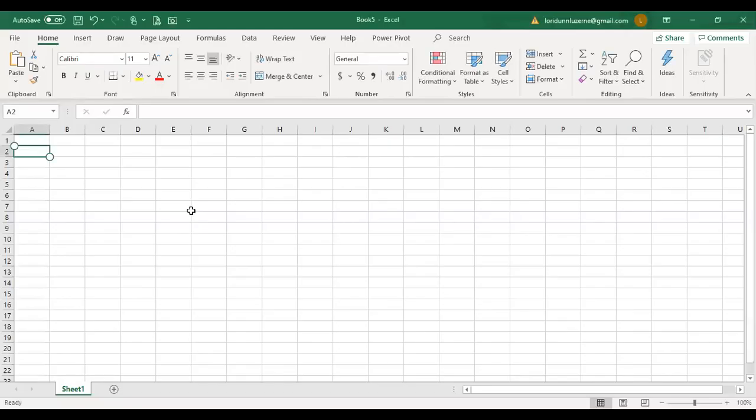All right. So we're going to have here year, beginning balance for that particular year, interest, principal, payment, and then ending.